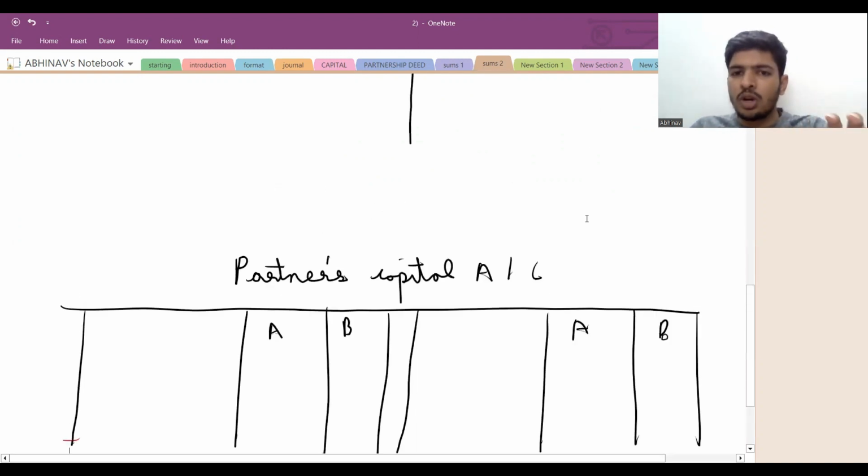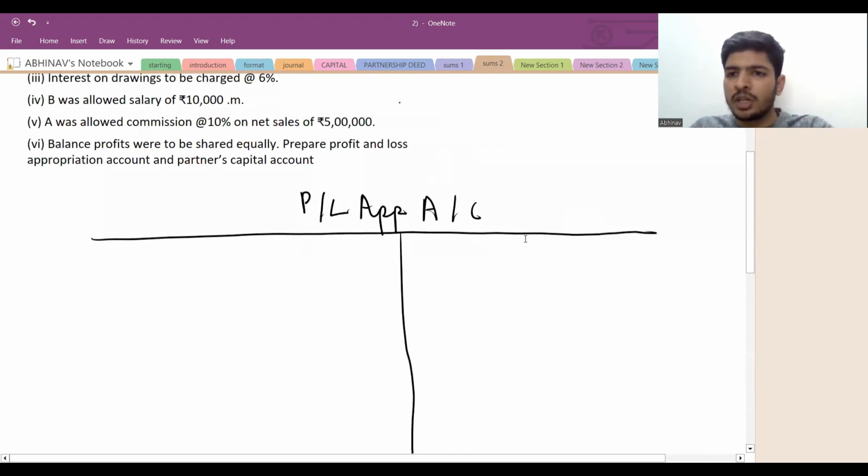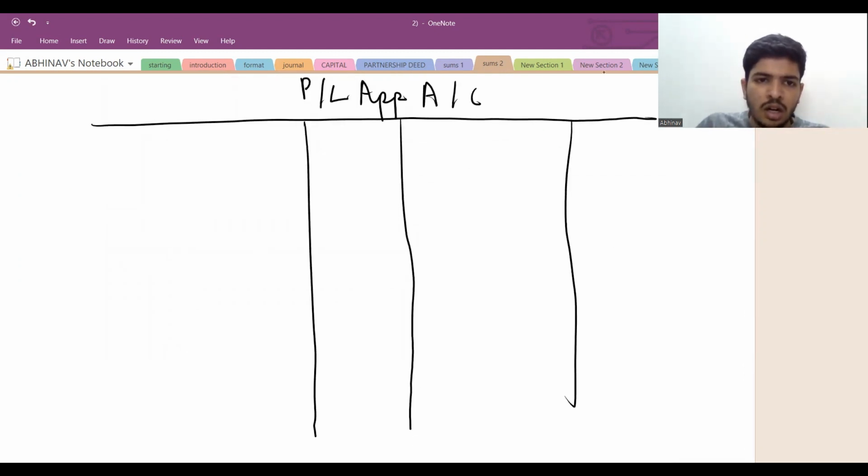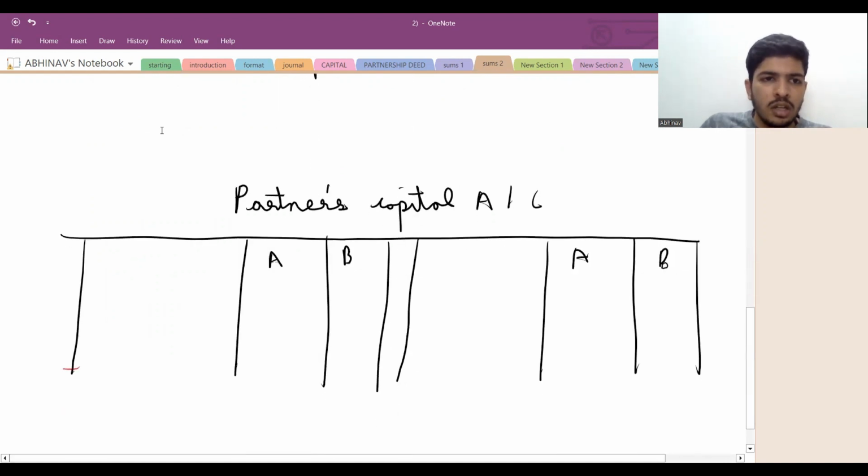Now, this is the format I want you to follow. Always fill out the P&L appropriation account, leave it blank. Write credit and debit also. Credit, debit. Then here also, credit, debit. Now, the partner's capital account will be credited when it increases. It'll be debited when it decreases.